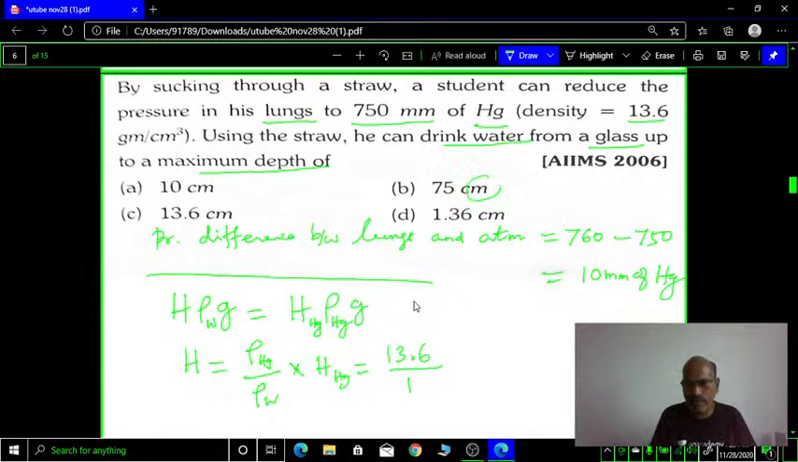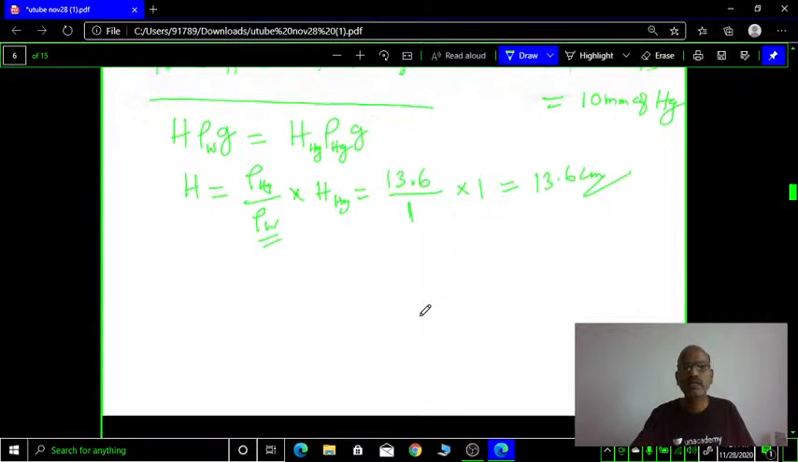Here all in centimeter is given, CGS unit. If it is given in SI unit, it will be 1000 kg per meter cube. It is given in CGS unit, so in CGS unit the density of water is 1 gram per centimeter cube, by 1, into the height, let's say 1. So it will be 13.6 centimeter. Option C is the correct one. Yes, let us go for the next one.